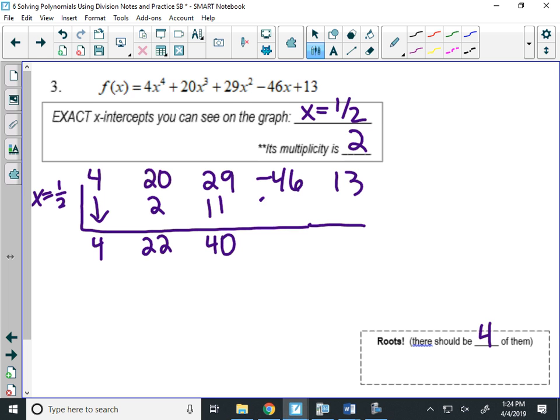40 and 1/2 is 20. -26, and half of that is -13. Well, that's good. You proved that it's a root. Right? So we know that 1/2 is one of the roots.